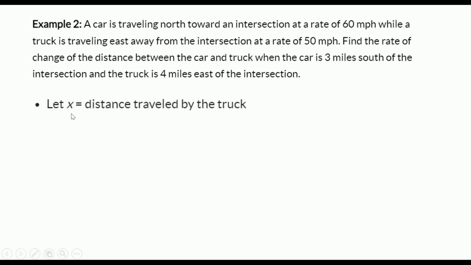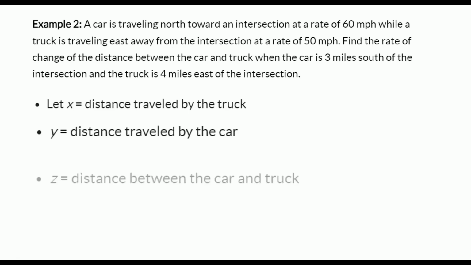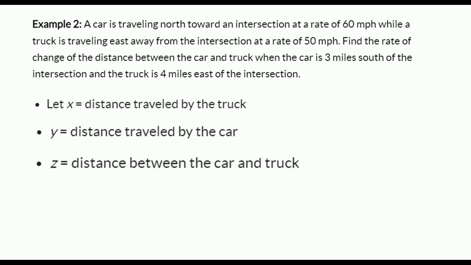Let us define some variables here. Let's call X the distance traveled by the truck, okay? And Y will be the distance traveled by the car. So two different distances here. You could call them A or B if you want, but any letters would do. Z would be the distance between the car and the truck, right? So now I have X, Y, and Z.